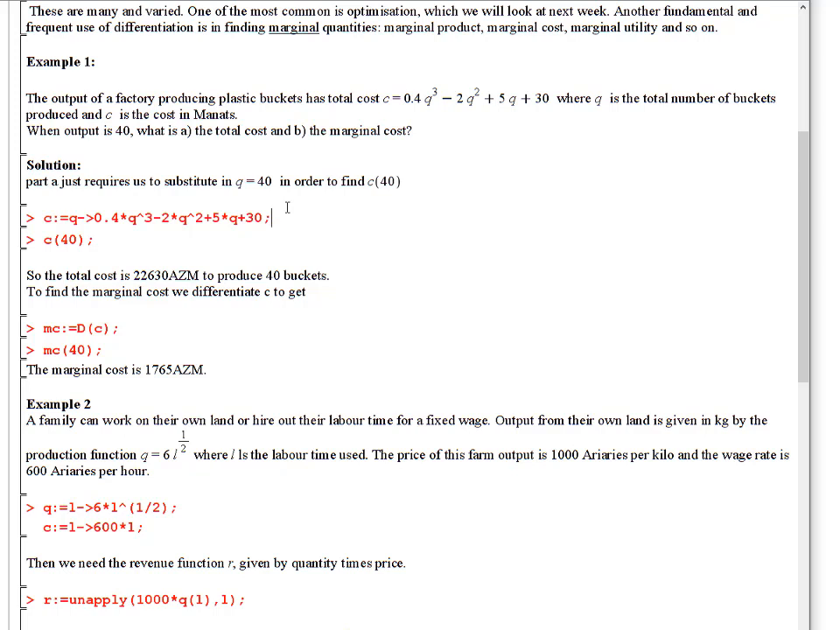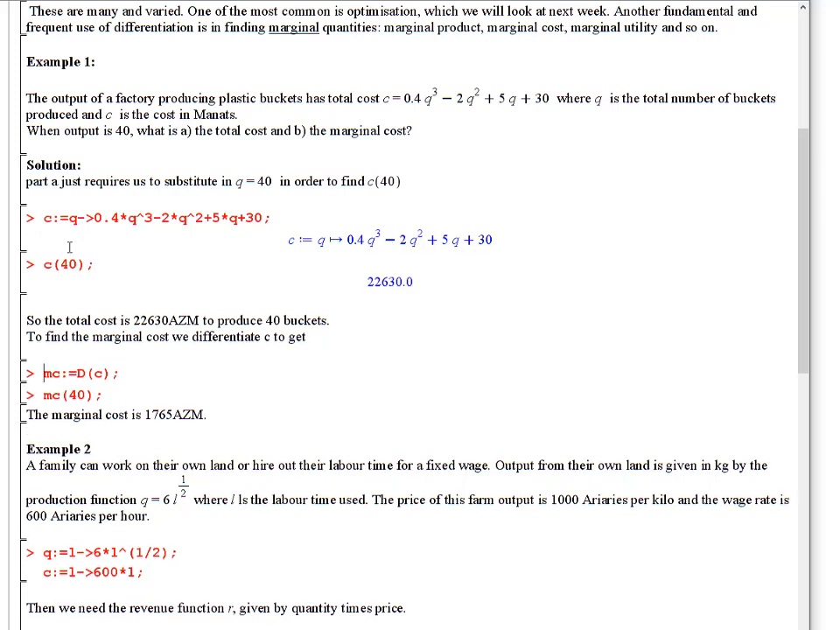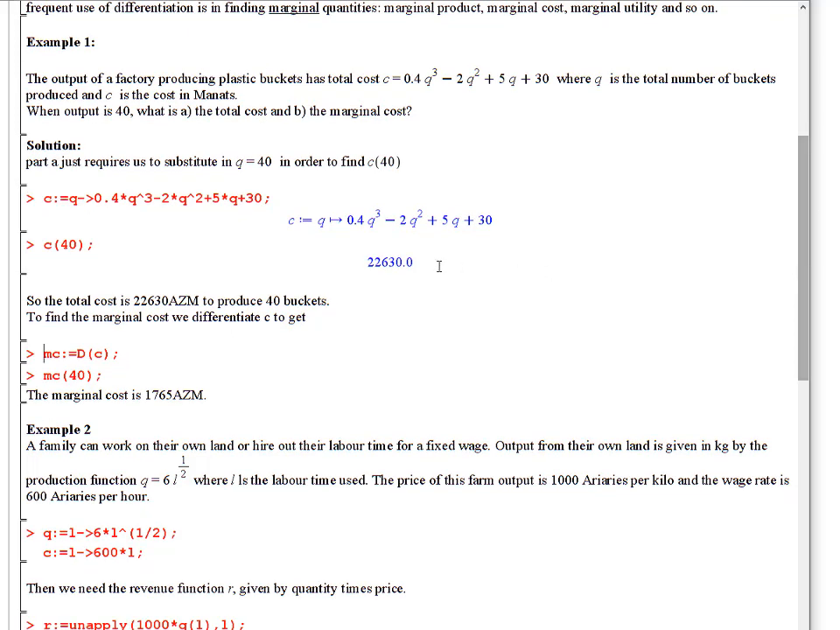So solution. The first part is dead straightforward because all you have to do is put in Q equals 40, so that's how you define the cost function in Maple. Once we've defined the cost function, just substitute in Q is 40 into here and you can calculate that the total cost would be 22,630 Azeri mannats. I think that's because it's in Azerbaijan, mannat. So that's a simple question.